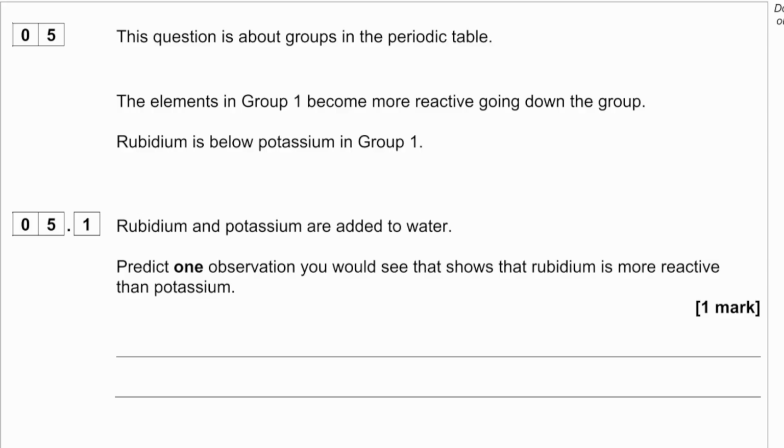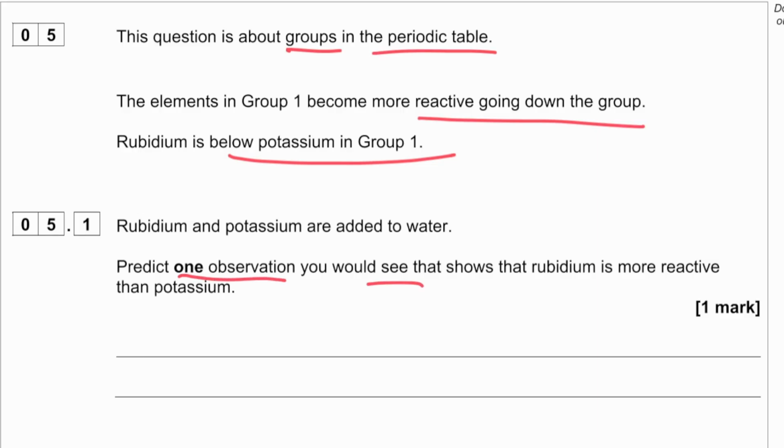This question is about groups in the periodic table again. So once again, we want to get our periodic table out so we can have a look at it. The elements in group 1 become more reactive going down the group. Rubidium is below potassium in group 1. Rubidium and potassium are added to water. Predict one observation you would see that shows that rubidium is more reactive than potassium.